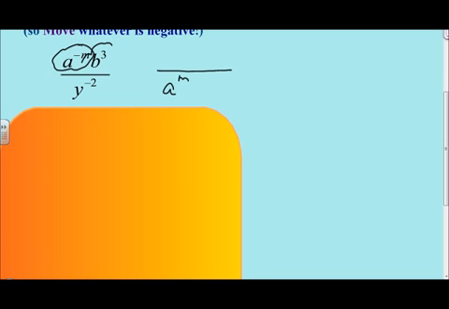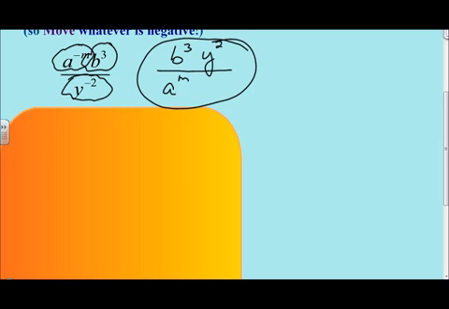This b to the 3rd is going nowhere. There's no reason to move it anywhere. It doesn't have a negative exponent. I'm going to leave it up top. This y to the minus 2 does have a negative exponent, so I'll move that y to the minus 2 up top. When I do, it becomes y to the positive 2. And here's my answer, a simplified answer with no negative exponents. That's not a reciprocal of what we started with.